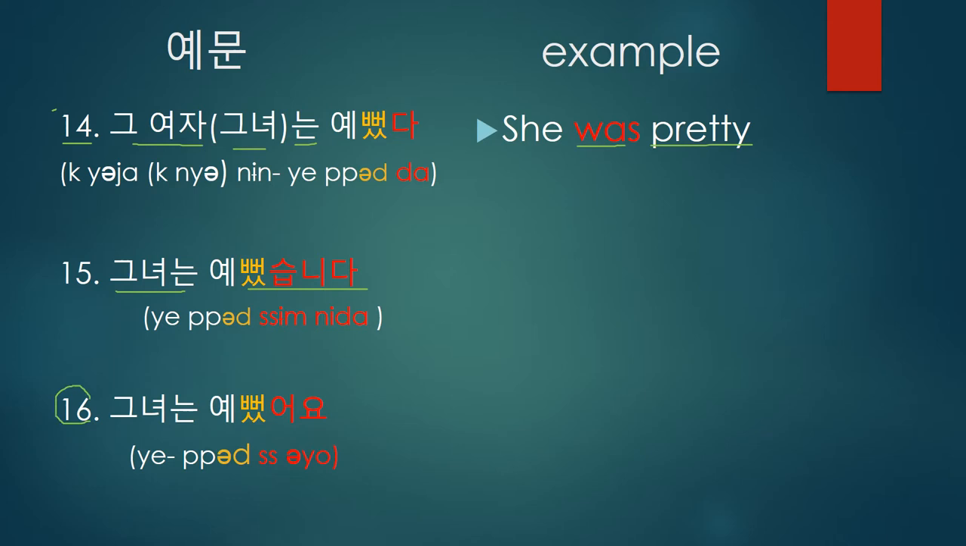So it's 그녀는 예뻤어요. 16. 그녀는 예뻤어요. 어요 is the past tense sentence of Korean. Every Korean past tense ends with 었. But 예쁘다, 예쁘었, abbreviation becomes 예뻤. 예뻤어요. 예뻤습니다. 예뻤다. Okay. And now go to the next page.